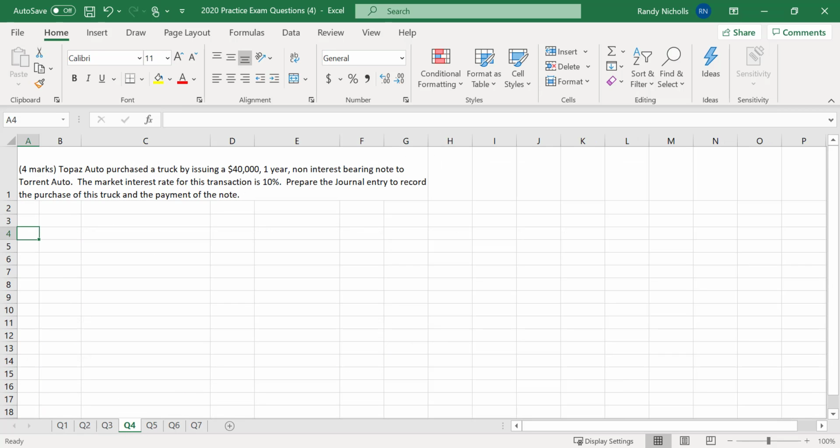What's question 4? Oh, that's a short one too. I will do it on this video. This is just a present value. Bought a truck, issued a 40,000 1-year non-interest bearing note. So anything that's non-interest bearing of a year or more, you need to present value. So the present value of 40,000, and I've got the calculator numbers posted on the other video.